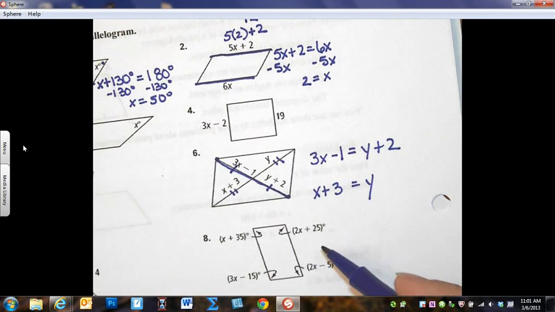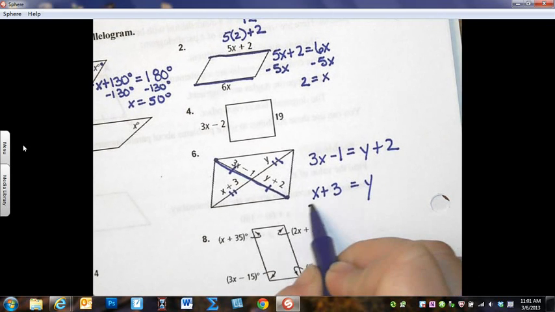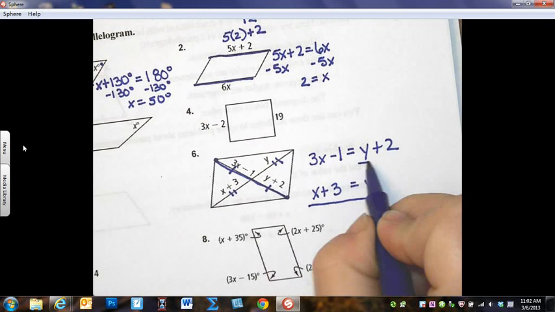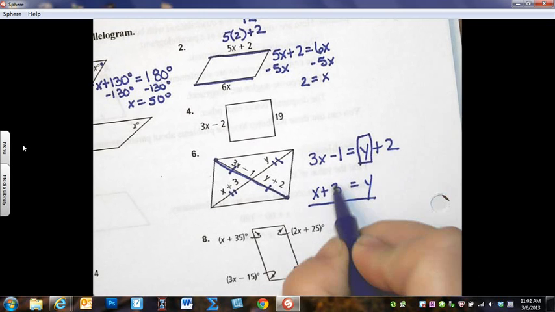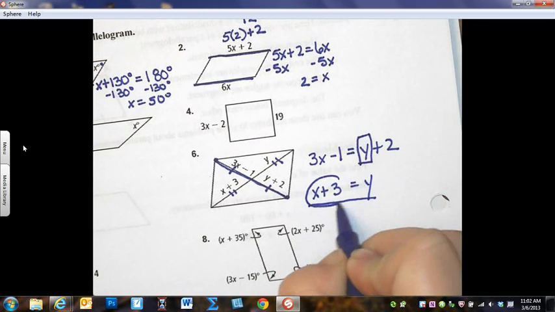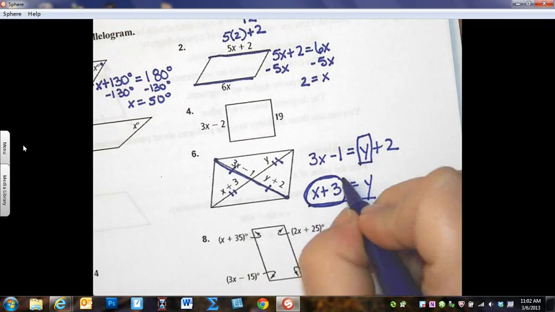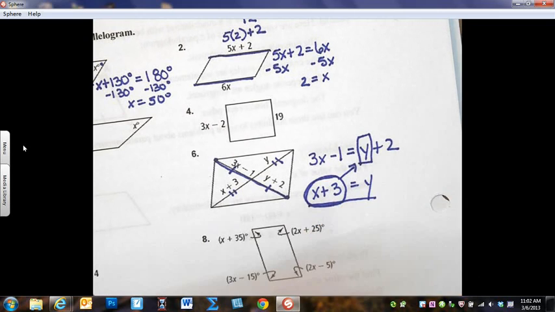So right here, look at this. This tells me that y equals x plus 3. Well, up here, I have a y. Can I substitute this? Does this equal y? Yeah, it does. So if you have something like that, you can plug it in here. And even if you don't, you can manipulate it around and then solve for that.